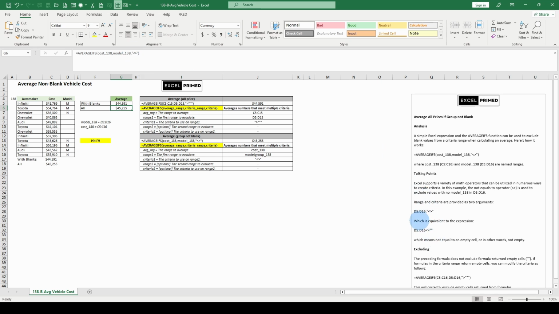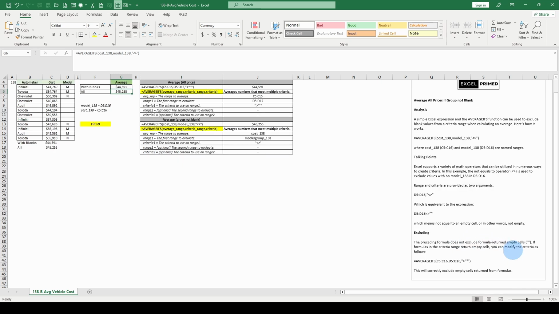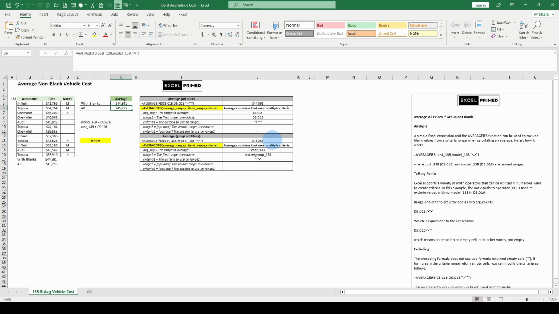Over here, here's what it says. Range and criteria are provided as two arguments. This is equivalent to the expression D5 to D16 not equal to an empty cell, or in other words, not empty. So what we're saying is if we're using this particular operator, we want to average everything excluding blanks. With this operator, we want to average everything.